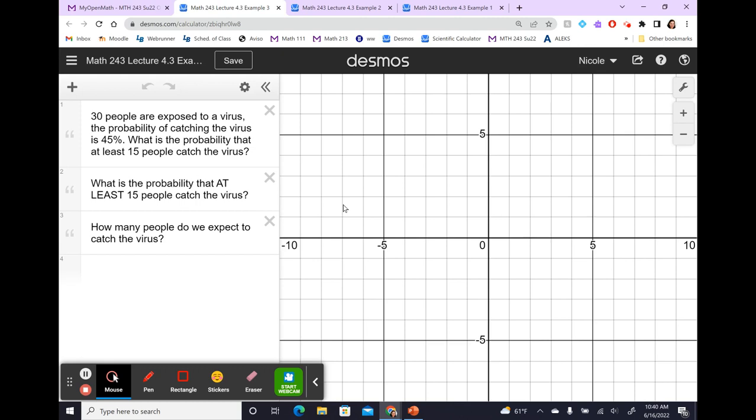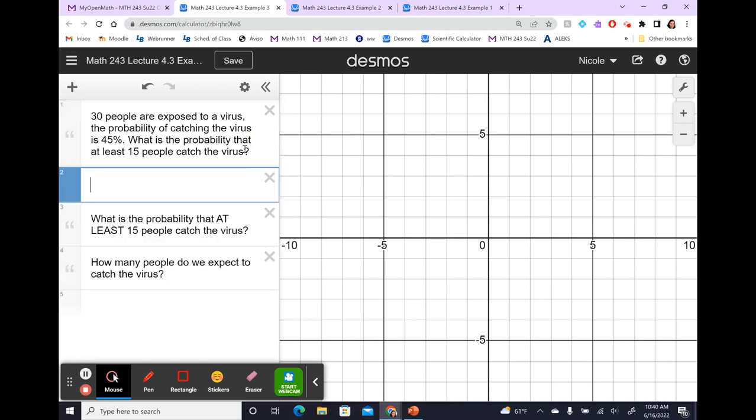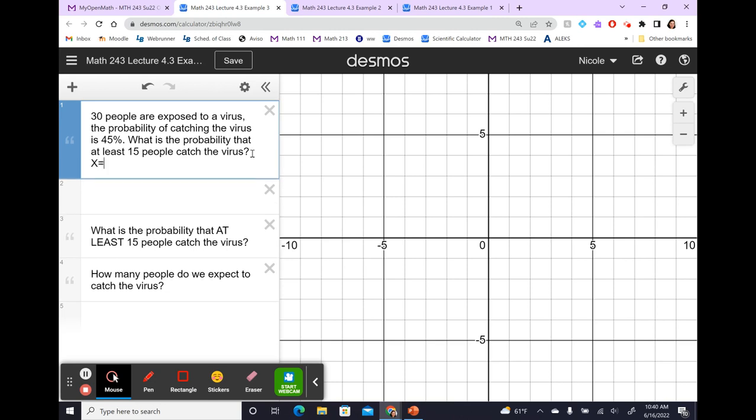So we're going to do an example here. We have 30 people who are exposed to a virus. The probability of catching the virus is 45%. What is the probability that at least 15 people catch the virus? In this one, I'm going to go ahead and define my random variable as well. Actually, it's not letting me type anymore for some reason. Okay. We're going to let x equal the number of people who catch the virus.